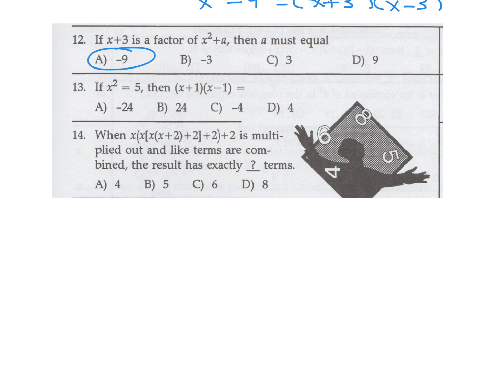And therefore, number 12, the answer is A. If x squared is 5, then what is this? So if you do the expansion, it would be x squared minus 1. And then since x squared is 5, it would be 5 minus 1, and that would be 4. So that means 13 is D.